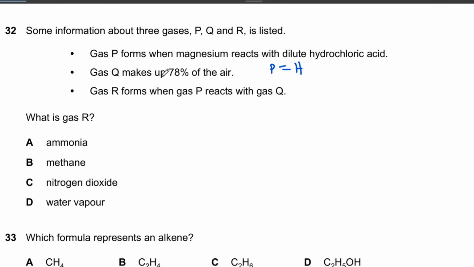Then Q makes up 78% of the air, which means that Q is nitrogen. Gas R forms when gas P reacts with gas Q. So here we have nitrogen and hydrogen reacting. Among the options here, the gas that is going to be produced is A, ammonia. Ammonia is NH3. We have N and H. So ammonia will be the gas produced.